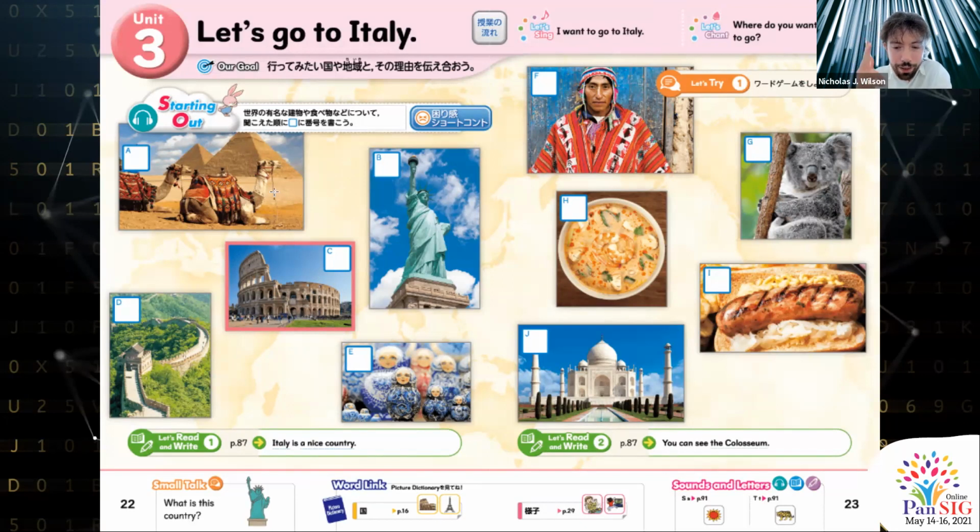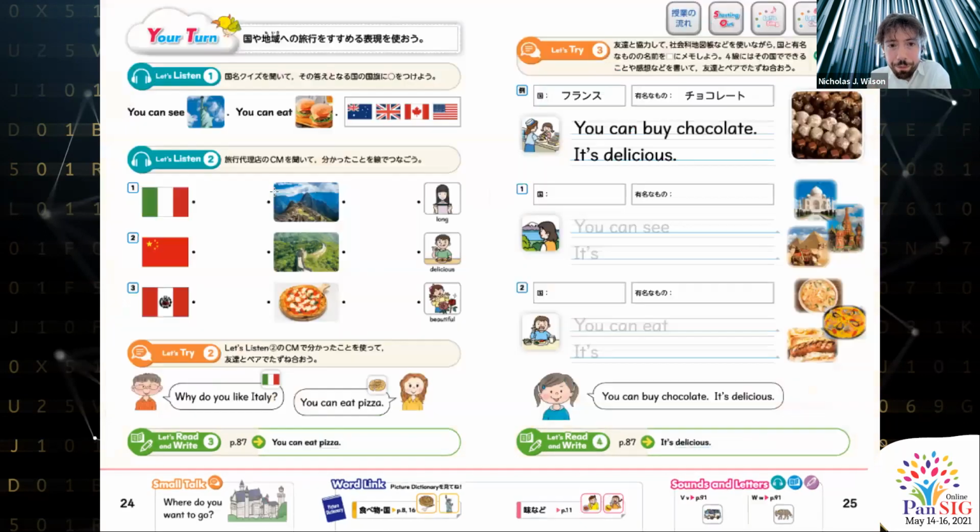These are the three keywords here. As you can see throughout the unit, they do the first stage where they listen and they have to connect. "I want to go to Italy. In Italy, you can eat pizza and it's delicious." This is the kind of language they are using.